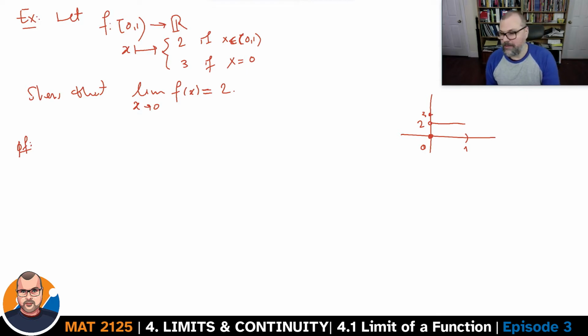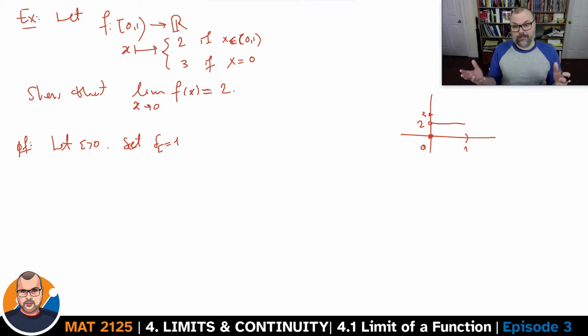Let's see if this makes sense. So let epsilon be some positive number. I'm going to pick for you a delta epsilon here. The delta epsilon would be 1, no matter what epsilon you pick. In general, that's not going to be the case. The delta epsilon you pick will depend on epsilon, but in this example, it doesn't explicitly depend on it.